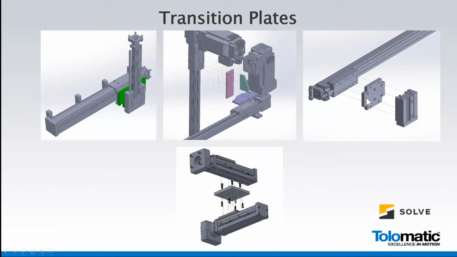One of the beauties of this setup that we have between Tolomatic, Solve, and yourself is that we're not locked down into a cookie cutter type of situation. It's fully customizable. You find what the need is, we come up with the right combination of actuators and the right way of configuring them together so that it works best for the application. On the screen here, you see 4 different examples. It's pretty straightforward and self-explanatory when you look at it.